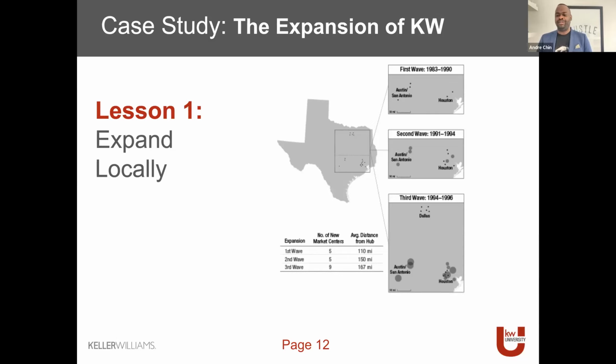And then he leaked into Houston. Now you'll see as he went through it, his second wave was still in San Antonio, Austin, and in Houston. And then his third wave is where he started looking at places like Dallas. Now, all of that was still within driving distance for him. And so as he expanded over almost the first decade of building Keller Williams, he still expanded within a region that he could drive home and be with his son every night. So that's how expansion started.